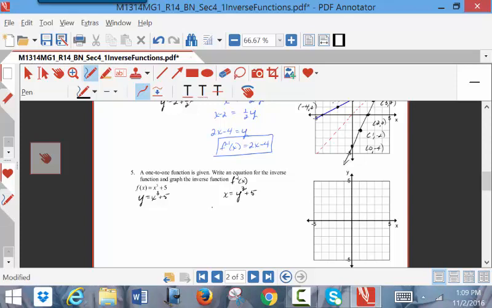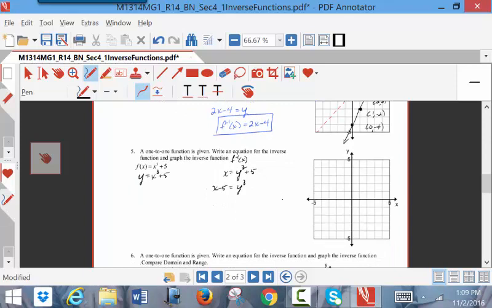So the first thing I do is subtract the 5. And how do I get a cube off of the y? You take the cube root. Okay, and this is your inverse function. That is your inverse function. So you have an original and you have an inverse.